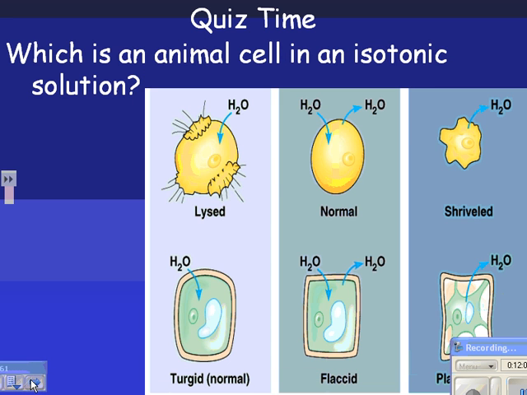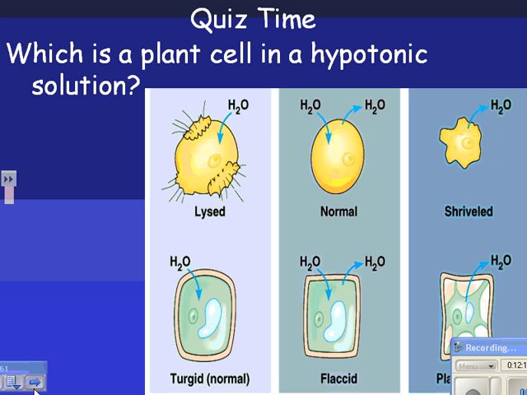How about an animal in isotonic solution? That's the middle one. It's doing great. Animal cell in a hypertonic solution is the last one there. Not so great. Plant cell in a hypotonic solution. That's the one where the plant is happy. So remember that plants and animals do different in different situations. The animal cell should be isotonic and the plant cell should be hypotonic.